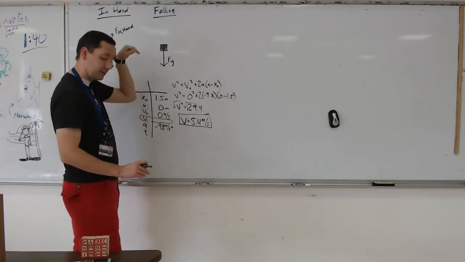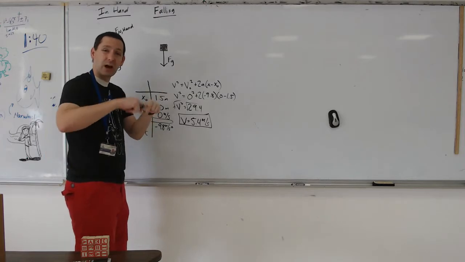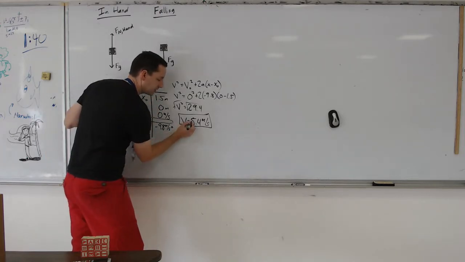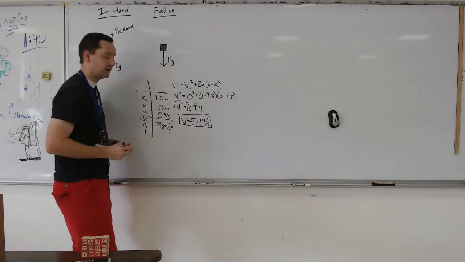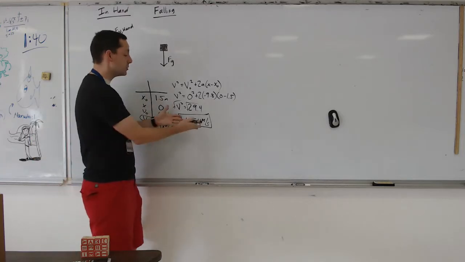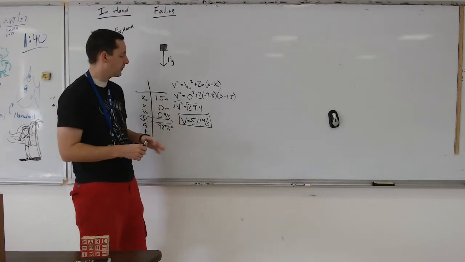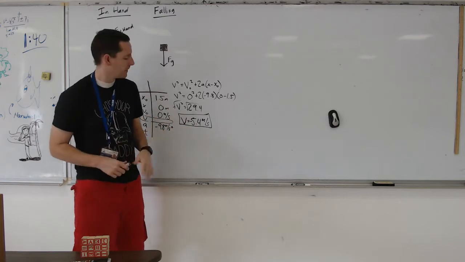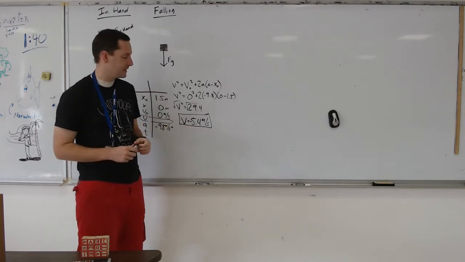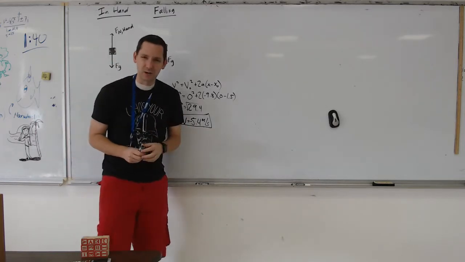We do know that by the time he gets down to the ground, he's traveling downward, and so my velocity here should be negative 5.4 meters per second. The speed would just be 5.4, right? But for velocity, we need a direction on there as well. So there we go. We've got velocity is negative 5.4 meters per second.